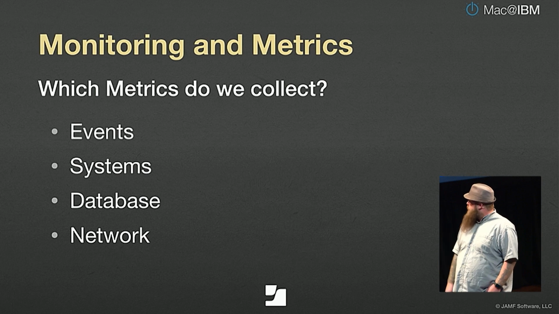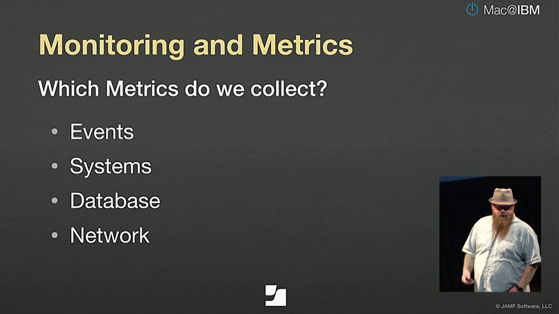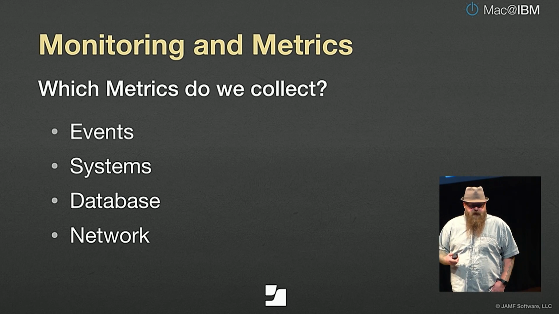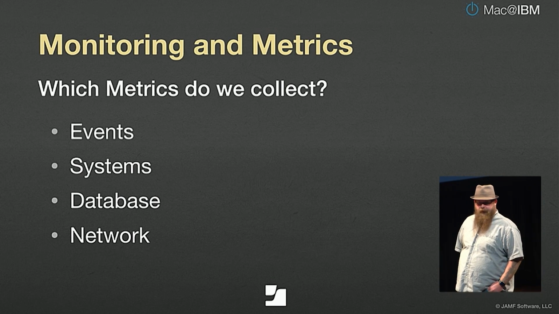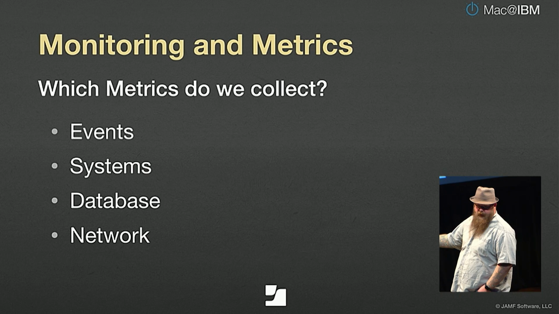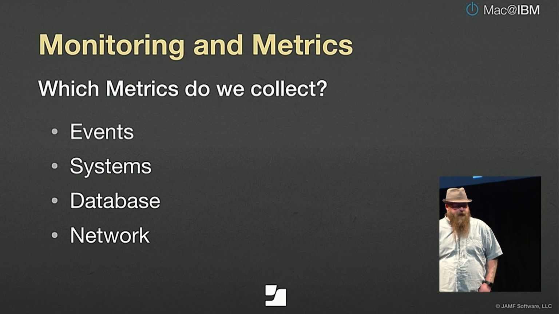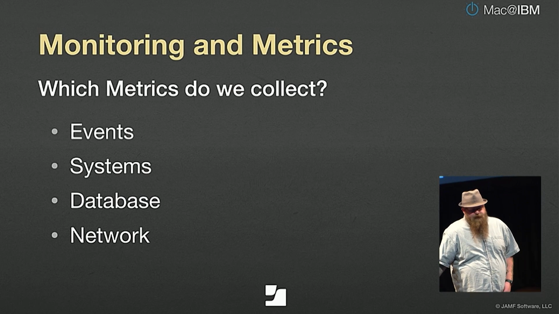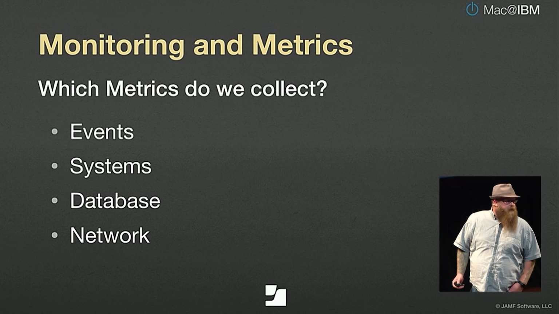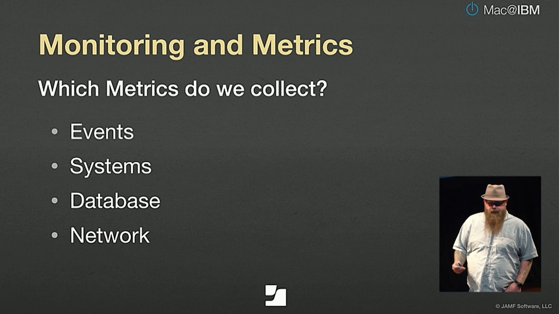Let's see here. Which metrics do we collect? Check-ins, inventories, policies, enrollments from the Events API. On the system side, we're looking at things like CPU, RAM, disk I/O, LDAP connections, Tomcat threads, database connection threads and queries per second, network ping times, as well as service availability.